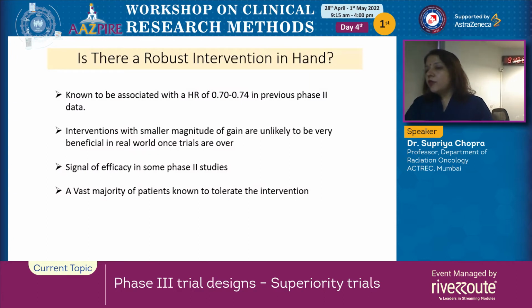So let's talk about the first thing. So the first thing is, is there a robust intervention? There are hundreds of drugs in the market, hundreds of techniques, right? Tomorrow, as a person, I may just modify slightly my technique of doing a procedure. Is it worth doing a randomized trial? No. So there are criteria which are set for what is the quantum of benefit that should at least be there for something to be tested further.